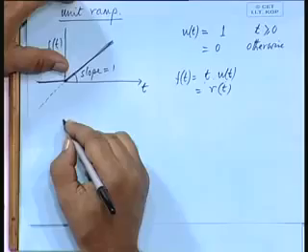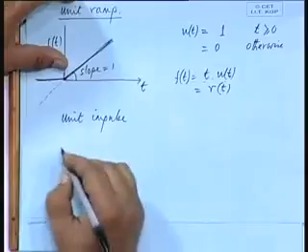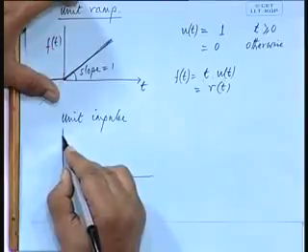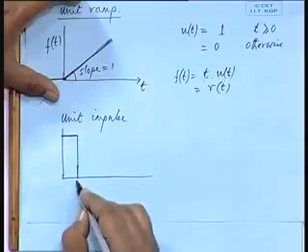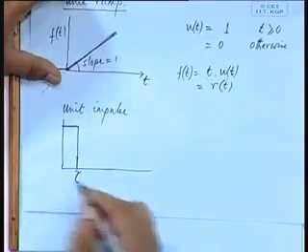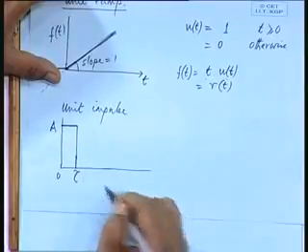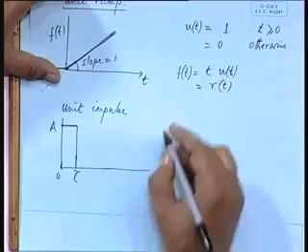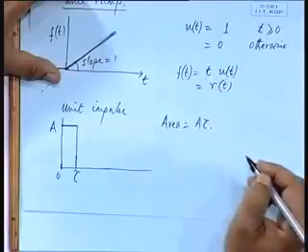Then we define the unit impulse. What do you mean by unit impulse? If you have a step function like this applied for some time tau, if the magnitude is A, okay, this is a pulse of width tau. What is the area of the pulse? A into tau, all right.